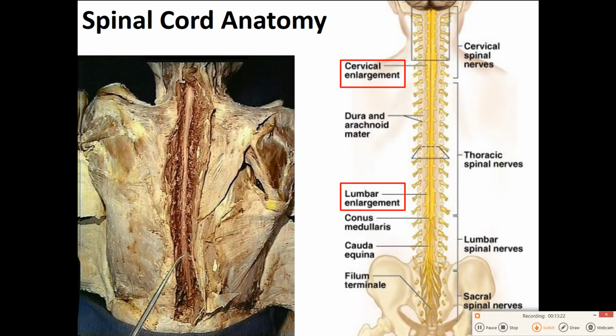Okay, cervical enlargement is going to have a lot to do with the movement and sensation of your upper limbs. You have a lot of movement and a lot of sensation in your upper limb, so you're going to need a lot of cell bodies in that part of the cord. Similar thing for the lumbar enlargement. You're going to have a lot of movement and sensation in your lower limbs, so you're going to need a lot of neuronal cell bodies in the cord at that point.